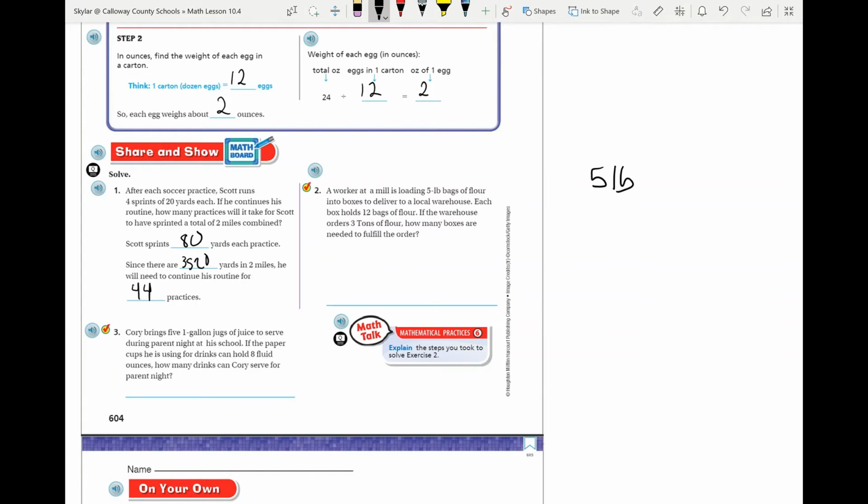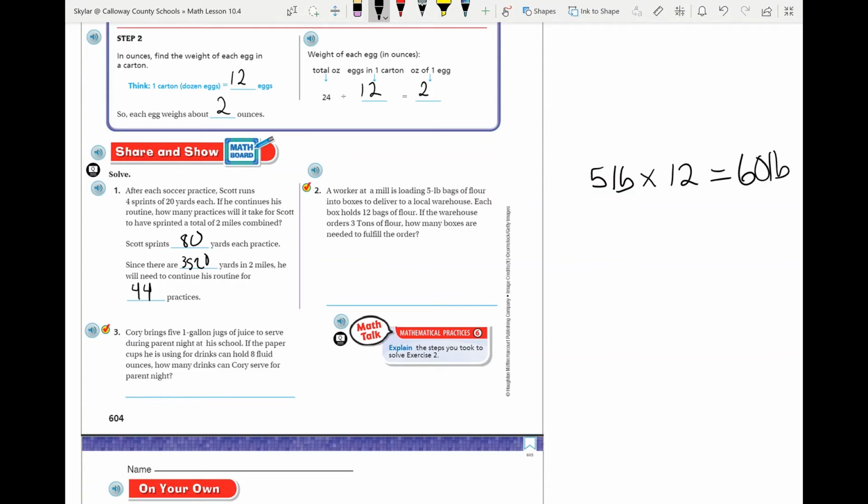Each box holds 12 bags of flour. Well, if each box has 12 bags, that means we're going to multiply by 12. Each is going to give you a pretty good hint you need to multiply. So that means each box is going to have 60 pounds in it.